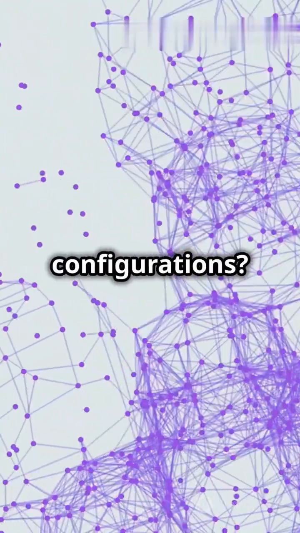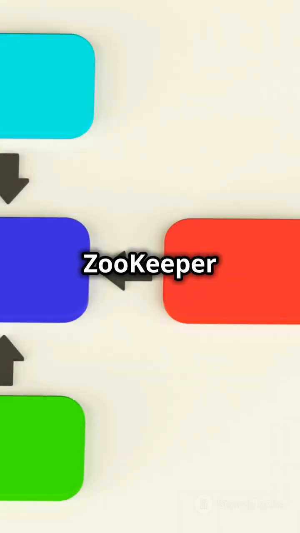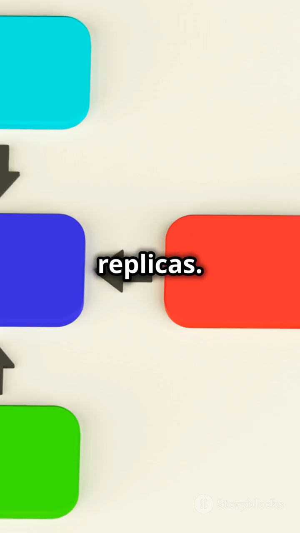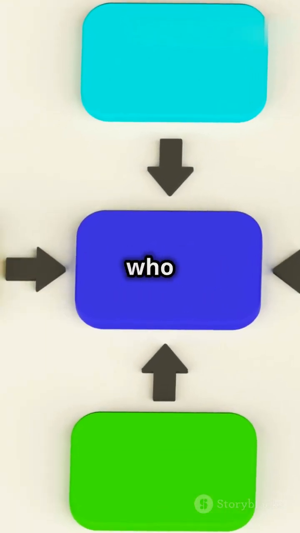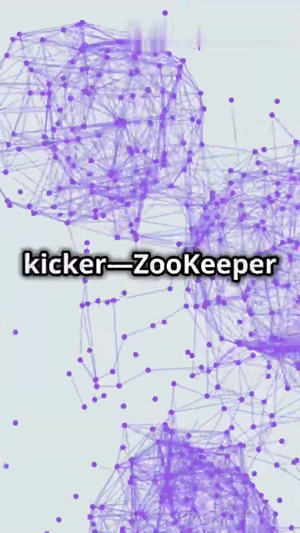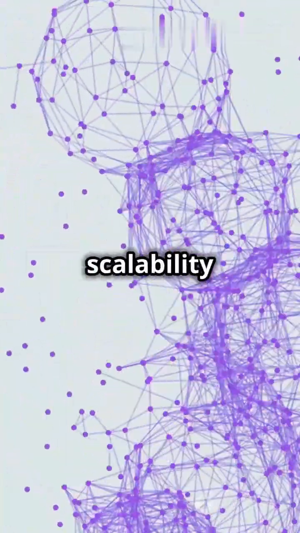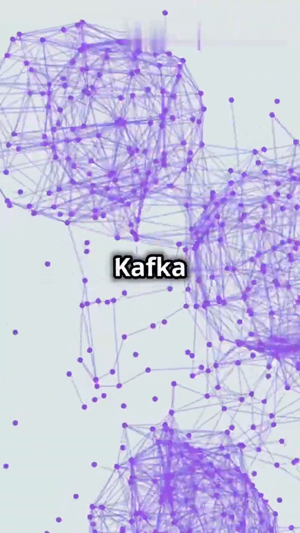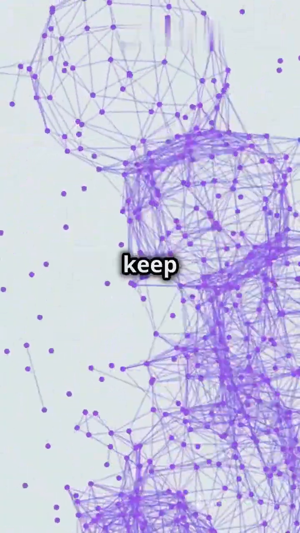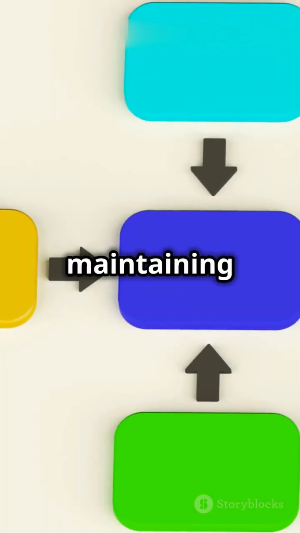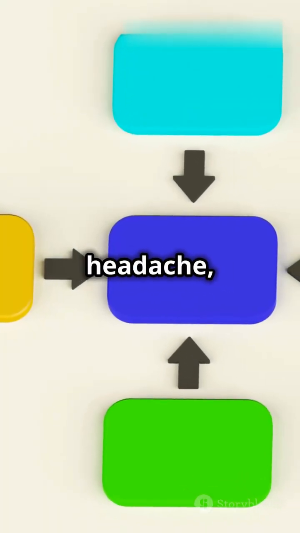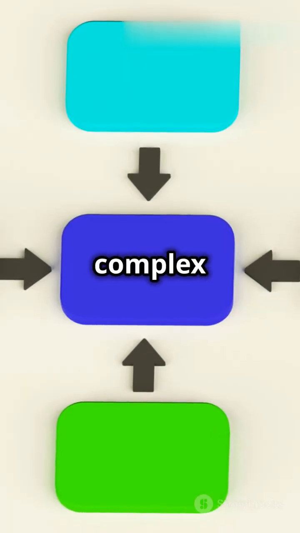How about topic configurations? ZooKeeper stores all the details, from the number of partitions to the location of replicas. And it's the same for access control lists, managing who can read or write. But here's the kicker: ZooKeeper struggles with scalability and consistency. As Kafka clusters grow, ZooKeeper can't keep up, affecting performance and availability. Plus, maintaining ZooKeeper is a headache, adding complexity to an already complex system.